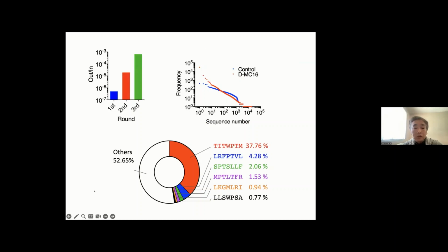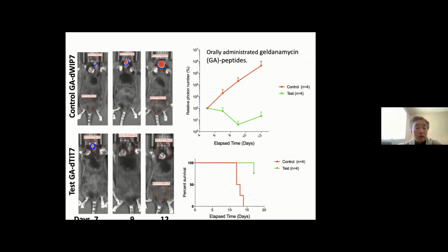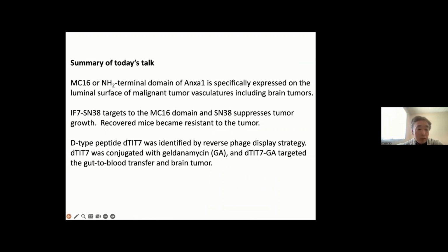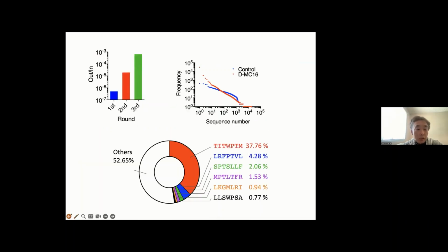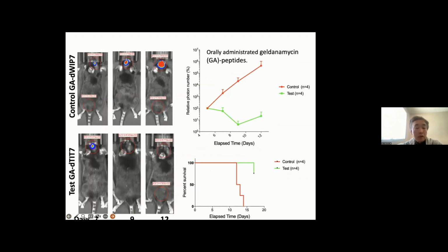This is the library screening result. We basically isolated the TITWPTM peptide as the best peptide. Then we created the D-type DIT7 and conjugated it with geldanamycin, and then injected it into a brain tumor bearing mouse. D-type geldanamycin was injected, and then it suppressed the tumor.